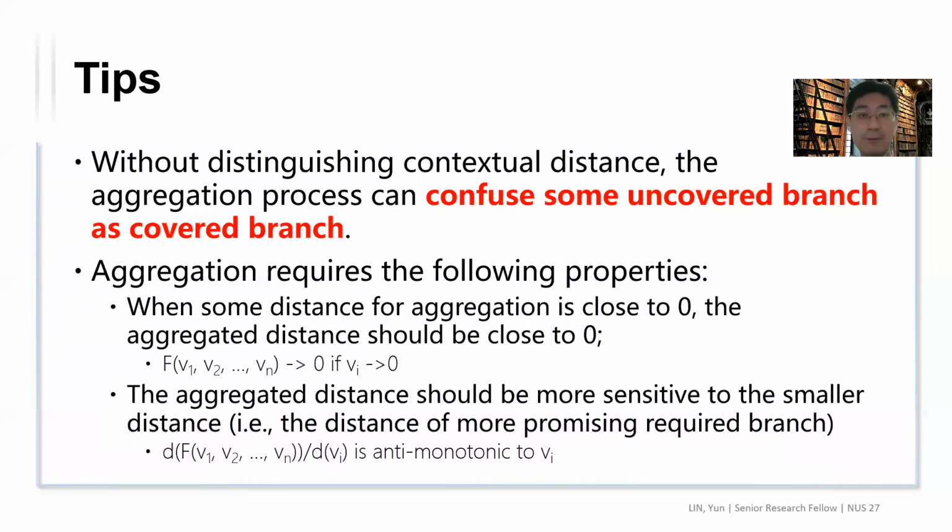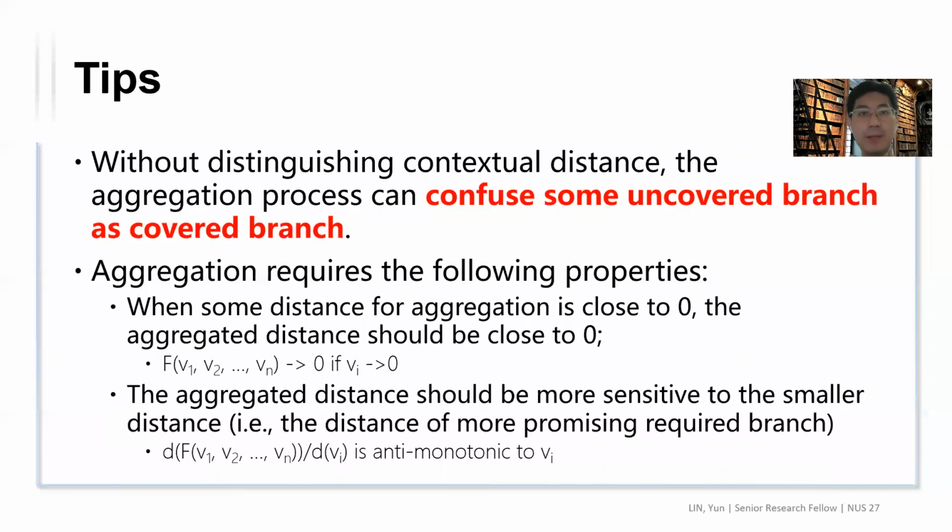As a result, the aggregated branch distance becomes misleading. The second tip is that our aggregation from multiple paths or multiple branch contexts needs to satisfy the Boolean property. First, when we are aggregating multiple branch distances, if one branch distance is close to 0, the overall aggregated value should also approach 0.